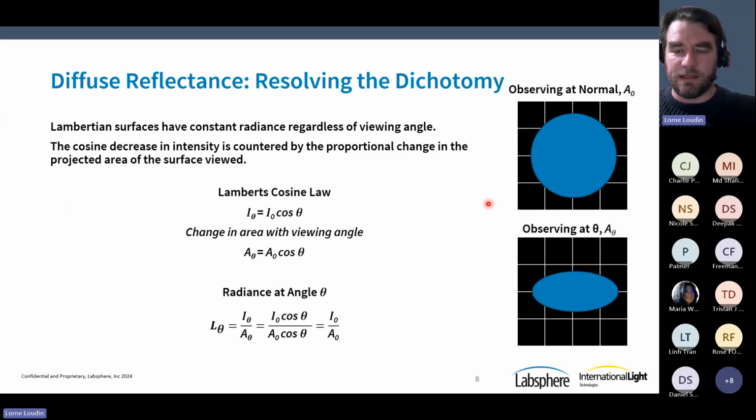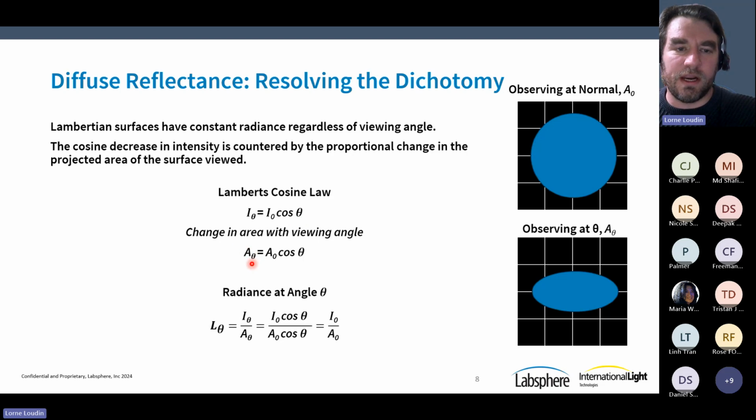Now, as I rotate that, if I was to take that circle and rotate it through space, I start to see an ellipse. And what's happening is, in that observational case, the ellipse actually has an area that is falling off proportional to the cosine of theta. Okay, so we have Lambert's cosine law, which states that the intensity of light at some angle of theta is equal to the intensity at normal incidence times the cosine of theta.